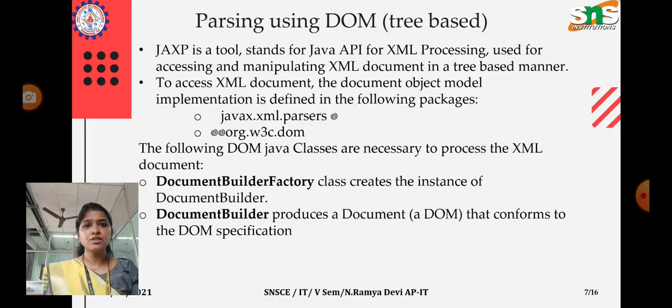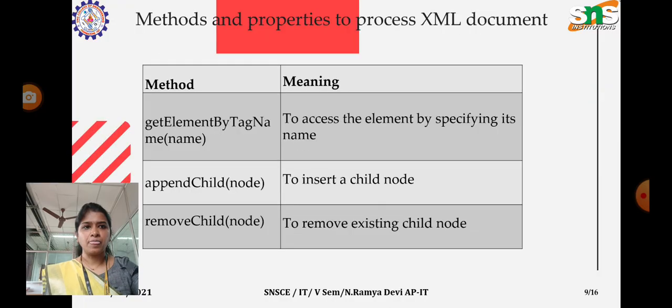To access an XML document, the document object model implementation is defined in the package javax.xml.parsers. The following DOM Java classes are necessary to process the XML document. The first one is the DocumentBuilderFactory, the second one is the DocumentBuilder. The DocumentBuilderFactory class creates an instance of DocumentBuilder. DocumentBuilder produces a document that conforms to the DOM specification.